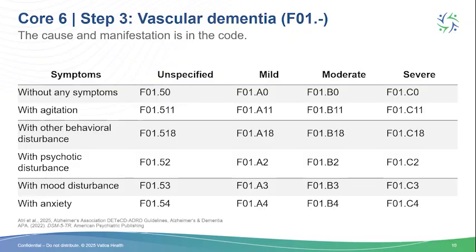So to summarize dementia codes, there's 3 main categories of dementia in ICD-10. Vascular dementia is F01, dementia in other diseases classified elsewhere is F02, and unspecified dementia is F03. Each category can be further specified by severity of mild, moderate, or severe, and the presence or absence of behavioral disturbances like agitation, psychotic disturbance, mood disturbance, and anxiety. And this is what it looks like for vascular dementia. This category is unique in that it's both the cause, dementia due to vascular disease in the brain, and it covers the manifestation of dementia.